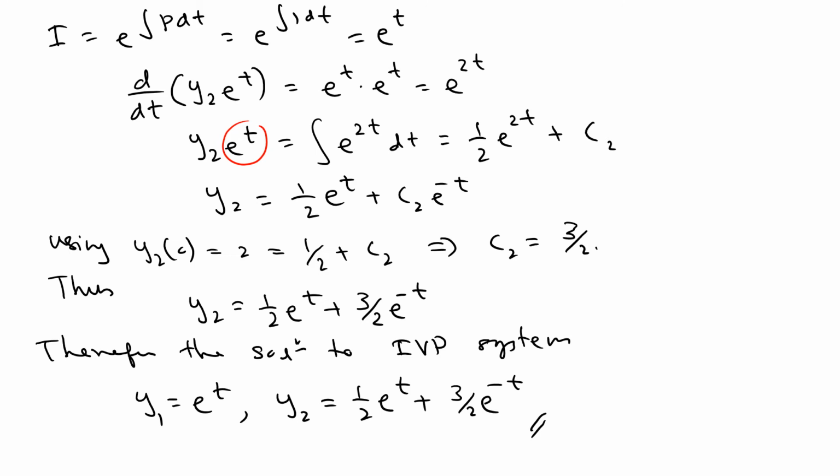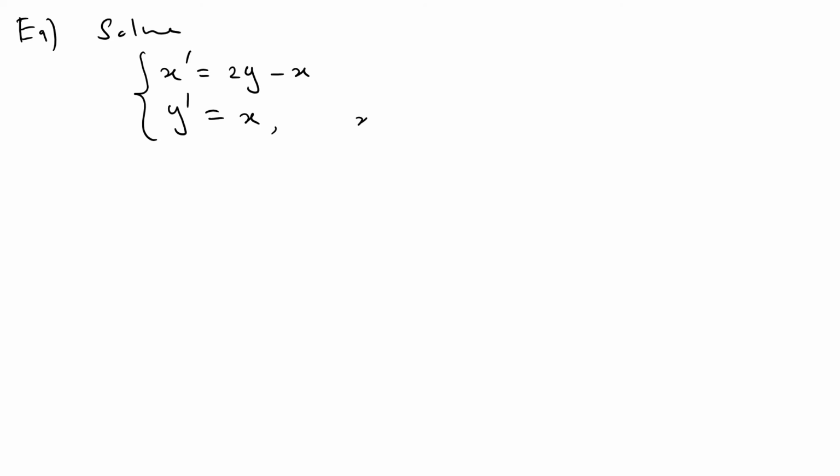Okay, so let's do a slightly different problem, which needs a different approach. So let's look at this problem, the next example. Solve x prime equal y minus x, y prime equal x. So that's a system again with x(0) equal 0 and y(0) equal 1.